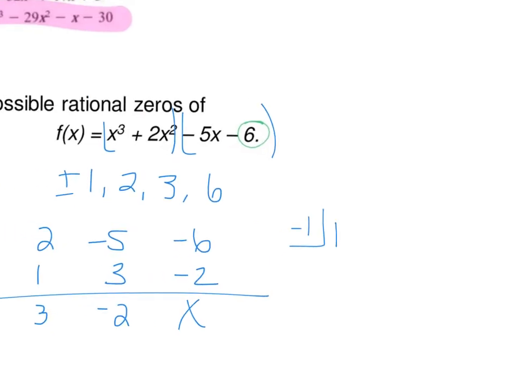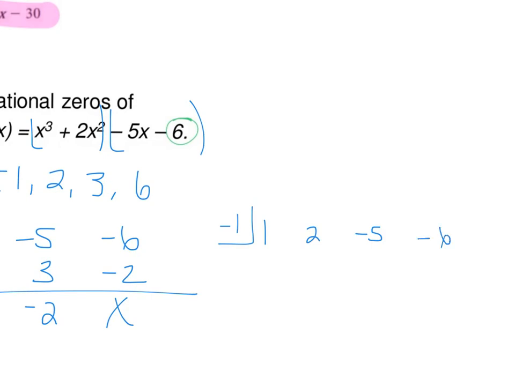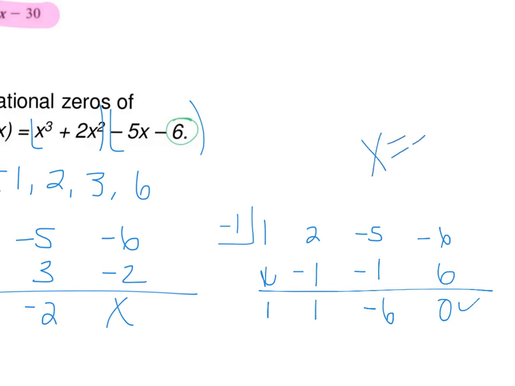So we have 1, 2, negative 5, negative 6. 1 times negative 1? Negative 1. 2 and negative 1? Positive 1. 1 times negative 1? Negative 1 and negative 5? Negative 6 times negative 1? Positive 6. What did you find out? It's a 0. Okay, so x equals negative 1 is a factor.